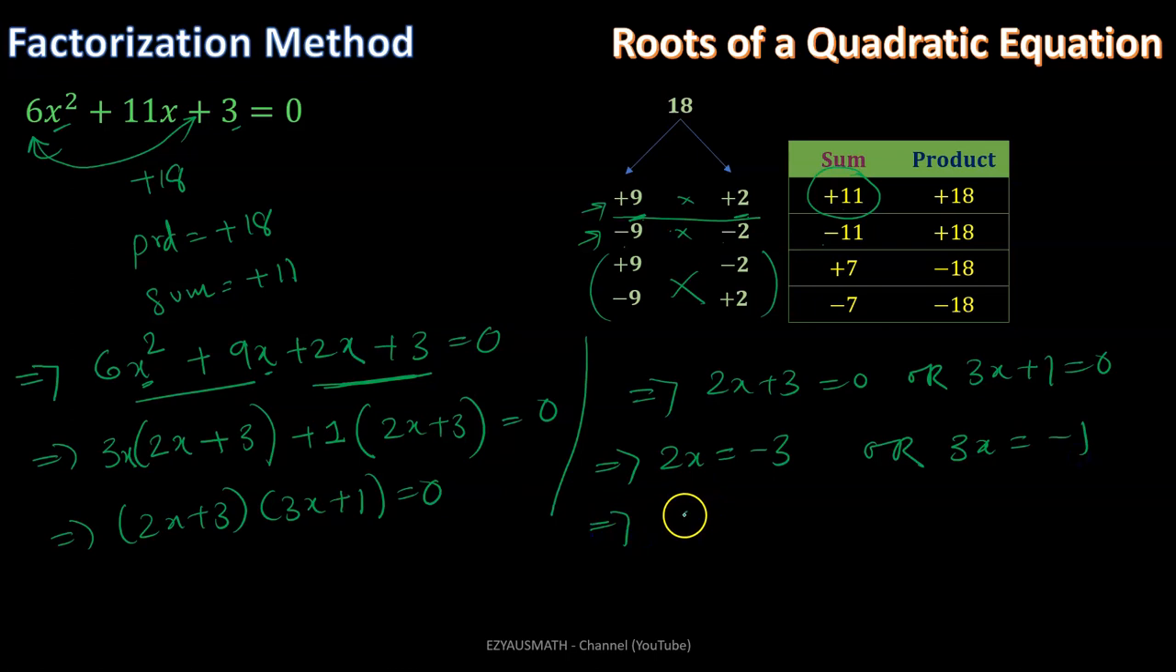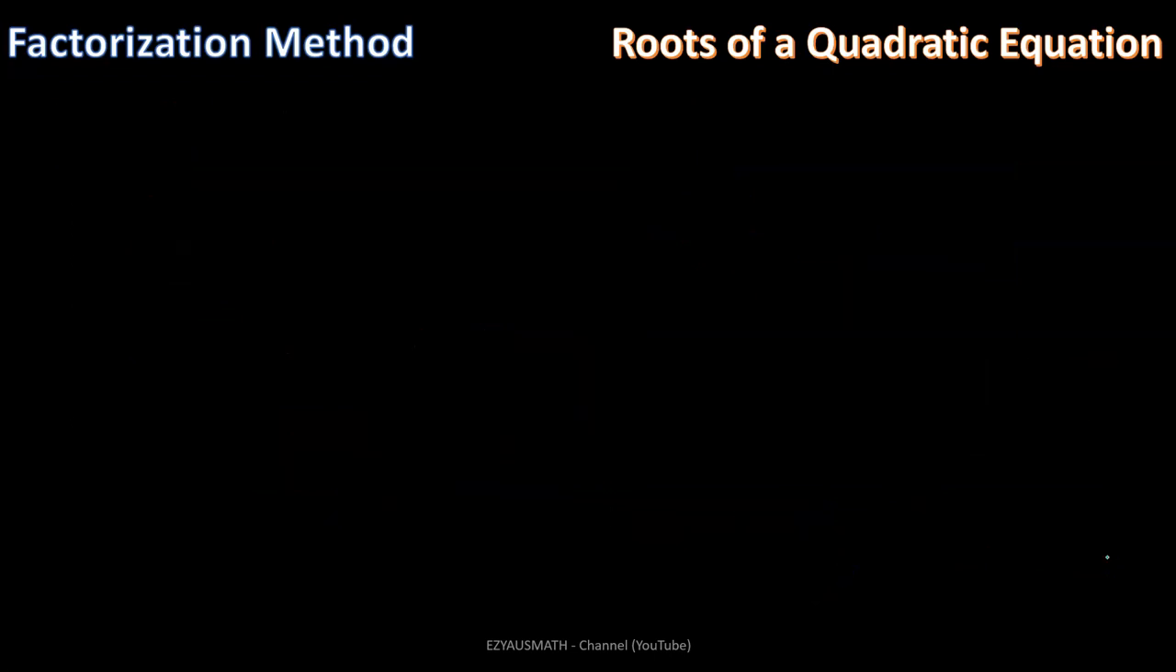To solve again, we have to divide this equation by 2, so x is equal to minus 3 by 2, and this will be x is equal to minus 1 by 3, because we are dividing this equation on both sides by 3. So the roots of the equation are minus 3 by 2 and minus 1 by 3. Let us move to the next example.